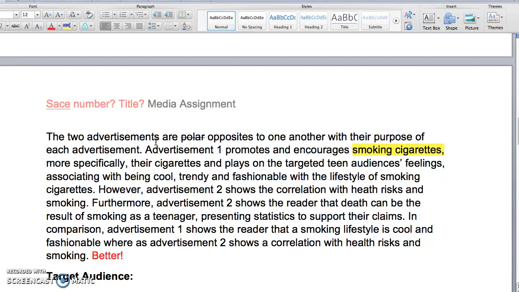And you're quite right, the two advertisements, but just tidy up your expression here. The purpose of each advertisement is very different. Keep it simple. While advertisement one is promoting and encouraging, now it's not smoking cigarettes, it's Camel cigarettes. Be clear about that. They don't want you to smoke Marlboro or Lucky Strike or Benson and Hedges. They want you to smoke Camel. Don't smoke Harrison, by the way. But this is what you need to show your understanding of. Encourages the consumer, target audience, to want to buy Camel cigarettes. So just tidy this up.